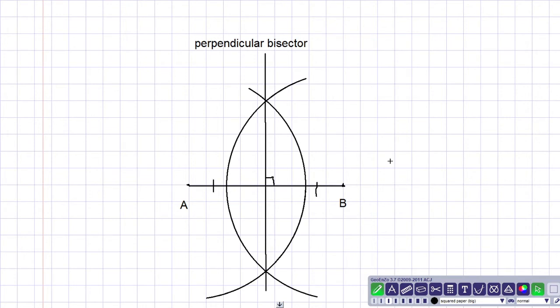The locus of a point moving at a constant distance from two fixed points is the perpendicular bisector drawn to the line joining those two fixed points. That is the second path, the second geometrical locus.